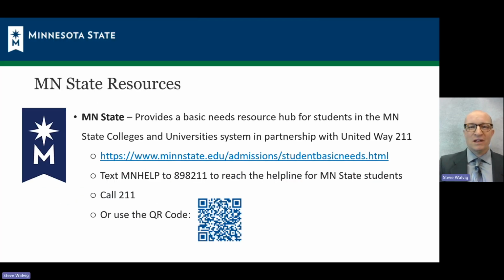All of the ICAN organizations are part of the Minnesota State College and University system. And as part of that system, every student has access to these MnState resources. Those provide basic need resources for students in the MnState College and University system, and it's a partnership with United Way's 211. There are many ways to access this resource.